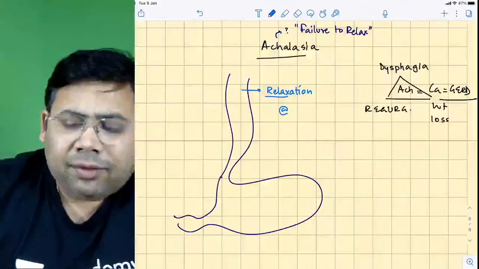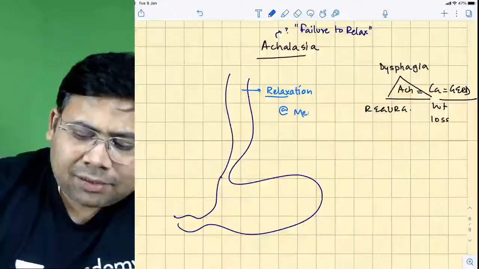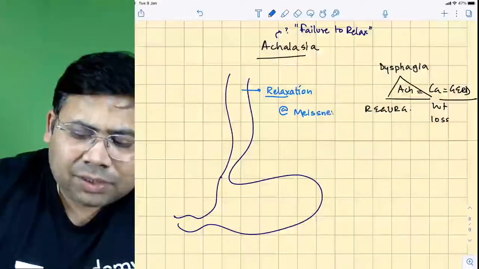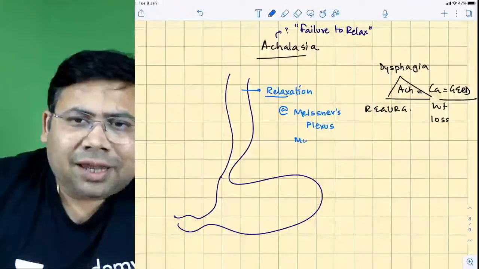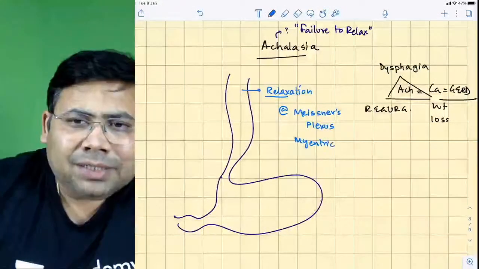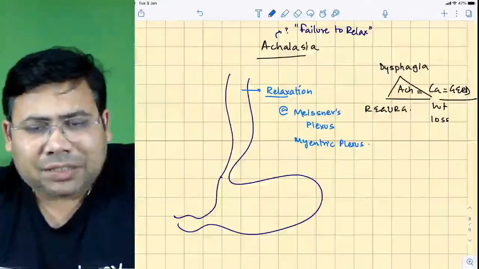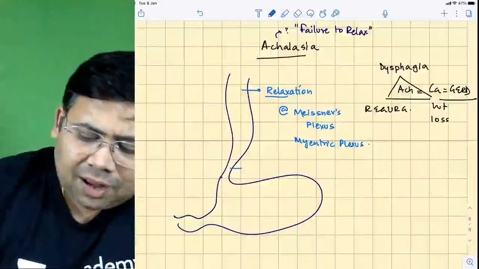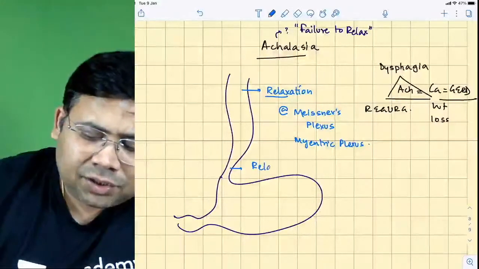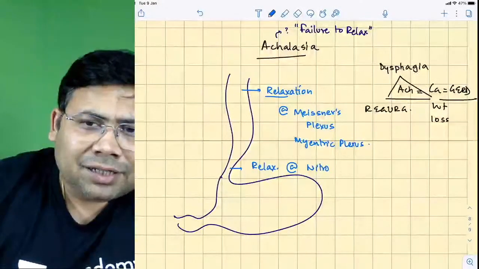Relaxation of the esophagus is helped with the intrinsic neuronal network. One is the Meissner's plexus, and the second one is the myenteric plexus. So we have Meissner's plexus as well as the myenteric plexus. The second factor which is helping in relaxation is the nitric oxide synthetase.